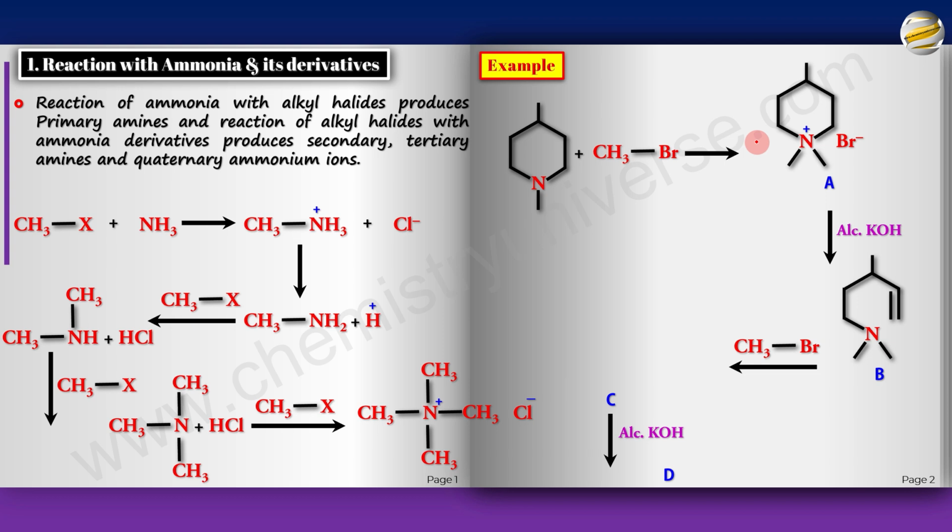Now again, I'm reacting with CH3Br, so what does it mean? Again, a quaternary ammonium ion. Now only one carbon here is attached that can show elimination. So the H will go from here, this bond will break, the CH bond will come inside, you will get a diene, and you will get Me3N.